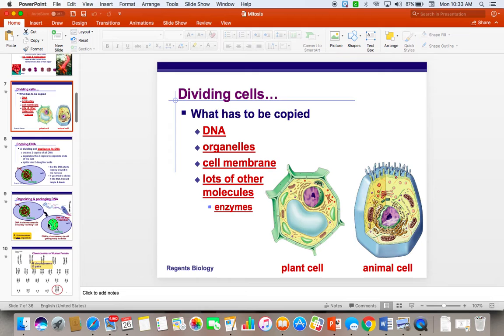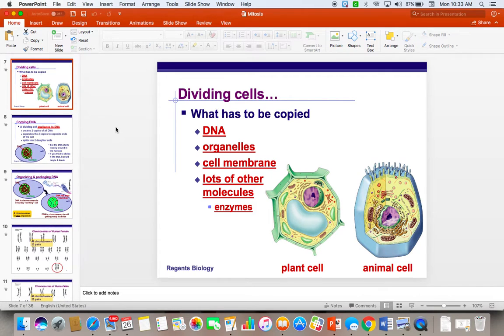When we look at a cell that needs to divide, remember, we want the new cell to be just like the old cell. So that's why we copy everything in the old cell first before we divide it in half. And it's a big deal because there's a lot of stuff inside the cell, and we need to make sure that exactly half goes into one cell and the other half of the stuff goes into the other cell. So we need to make sure everything is done the way it's supposed to.